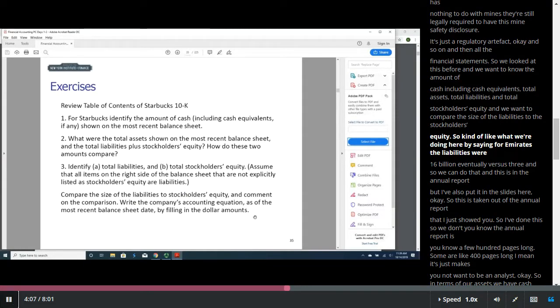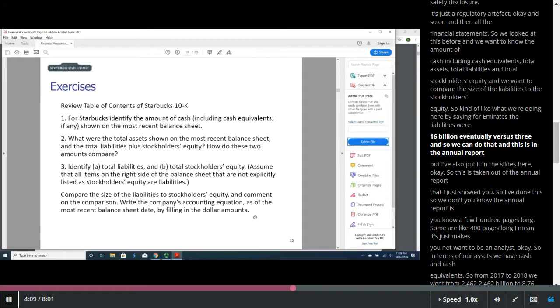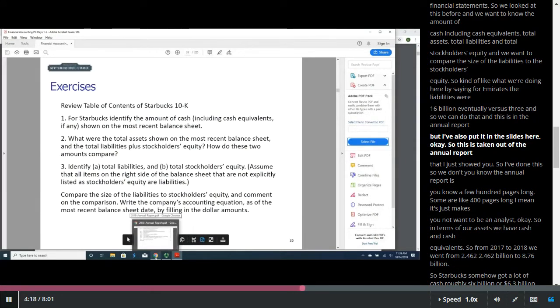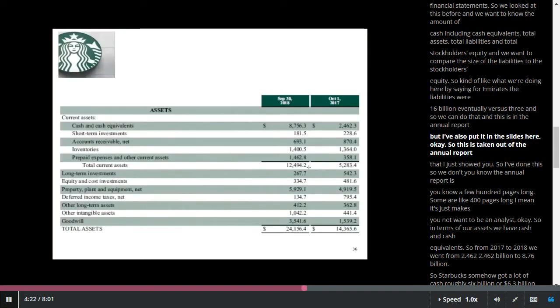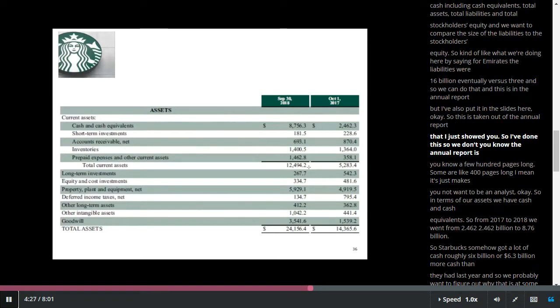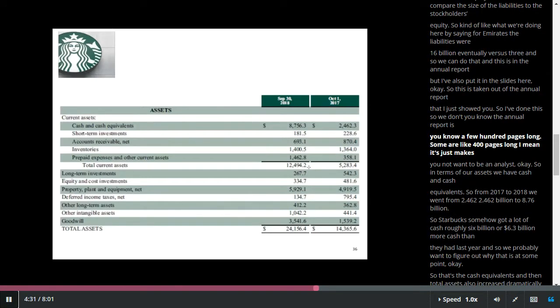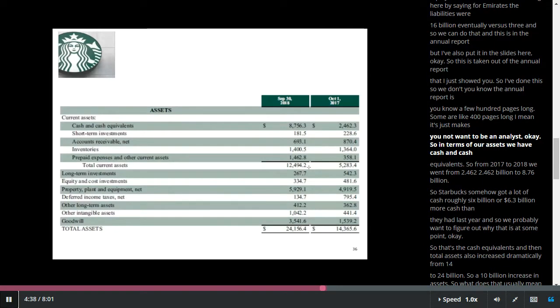For Emirates, the liabilities were 16 billion eventually versus 3. And so we can do that. And this is in the annual report, but I've also put it in the slides here. Okay. So this is taken out of the annual report that I just showed you. So I've done this so we don't, the annual report is a few hundred pages long. Some are 400 pages long. I mean, it just makes you not want to be an analyst.